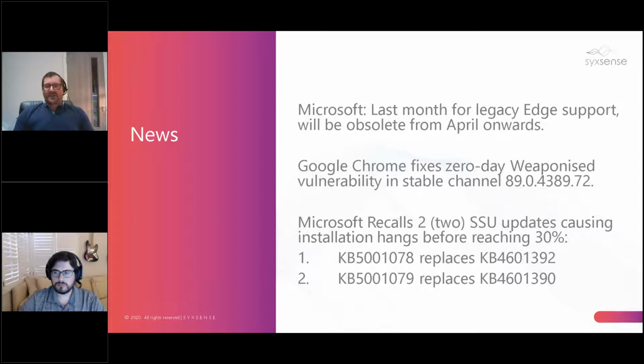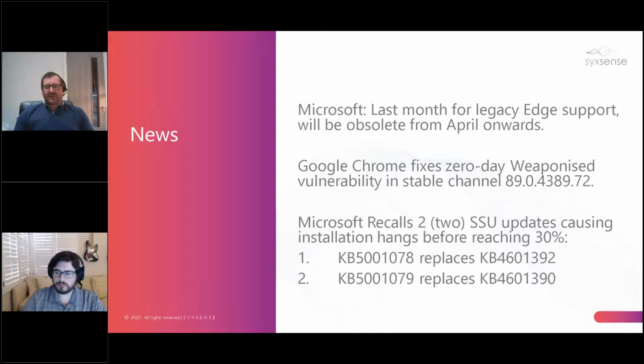We also had a Google Chrome weaponized vulnerability in its stable channel 89.0.4389. That's really, really important because it was actually weaponized this week and last week. Which actually means that prior to this Patch Tuesday, you had a lot of work to do. And this has been causing some issues.